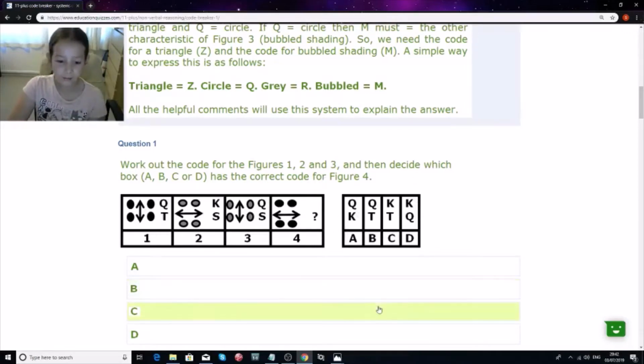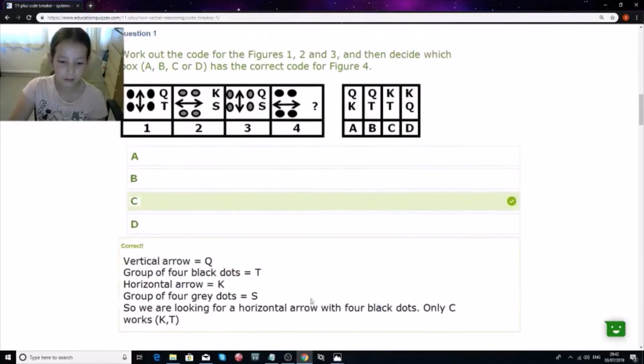Let's see. Correct. The explanation shows vertical arrow is Q, group of 4 black dots equals T, horizontal arrow equals K, group of 4 grey dots equals S. So we're looking for a horizontal arrow with 4 black dots. Only C works, KT.